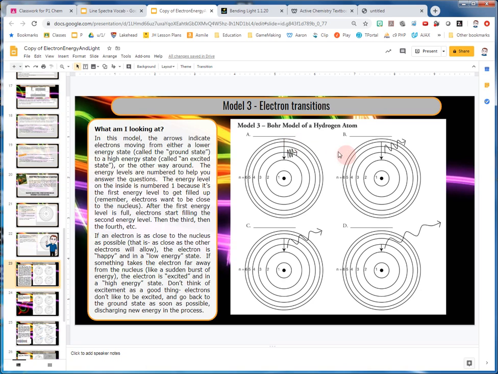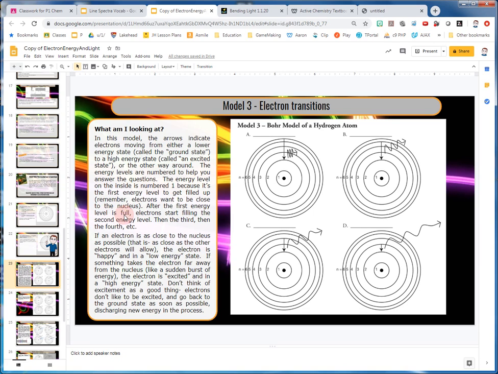All right, what are we looking at? In this model, the arrows indicate electrons moving from either a low energy state to a high energy state, or they could be moving the other way, from a high energy state to a low energy state. The energy levels are numbered to help you answer the questions. The energy level on the inside is numbered 1 because it's the first energy level to get filled up. And that's because of electrons wanting to be as close to the nucleus as the laws of physics and the other electrons will allow.